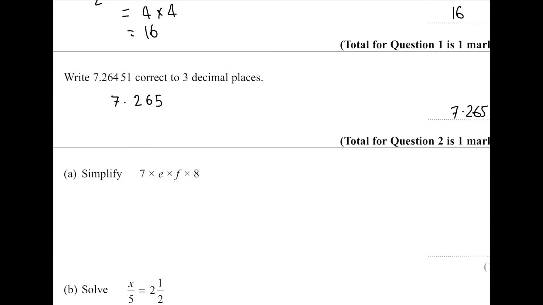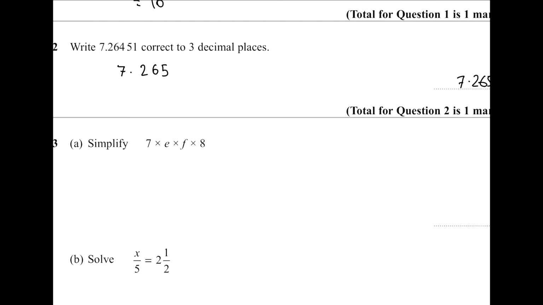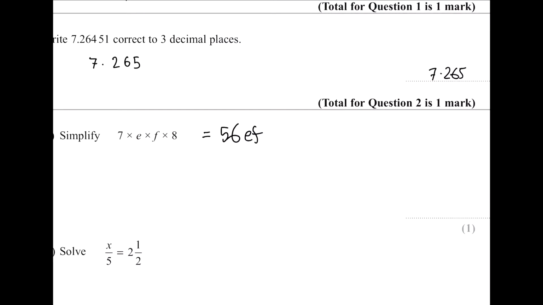Okay. Next one, it says simplify this expression. Simplifying, remember when it comes to algebra, just means writing everything together, so all the numbers together, so 7 times the 8, which gives you 56. And then E times the F, which you can just write as EF. Okay.